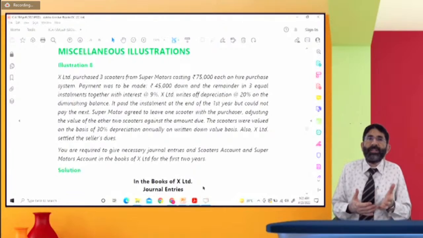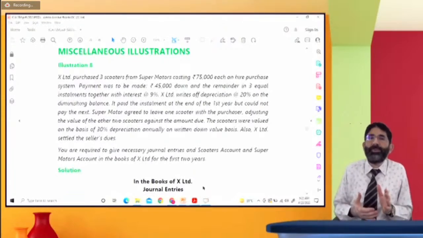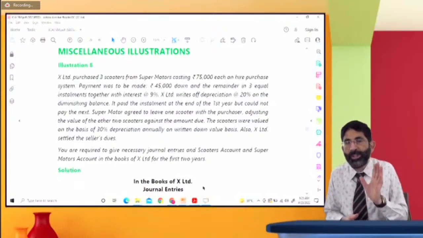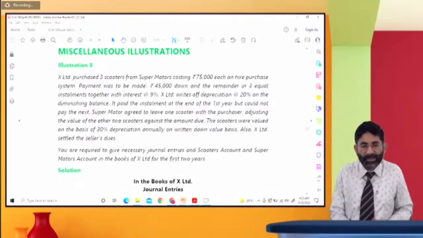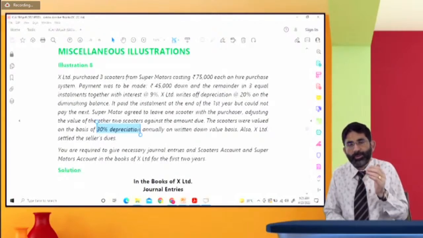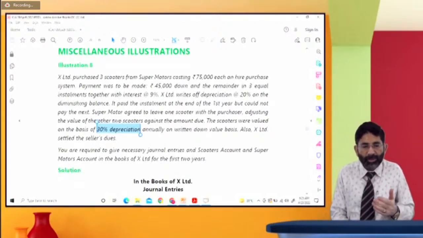to his choice. He may check how much depreciation is to be charged, and we have to agree with him. We are charging depreciation at the rate of 20%, meaning the purchaser is charging depreciation at 20%. But the seller says I am going to charge depreciation at 30% because now the valuation will be made of those two scooters which have been taken over by him. So we have to do that. We will understand this concept.